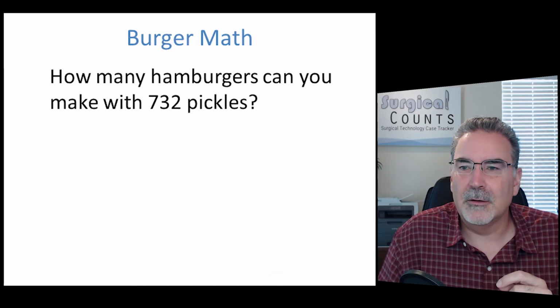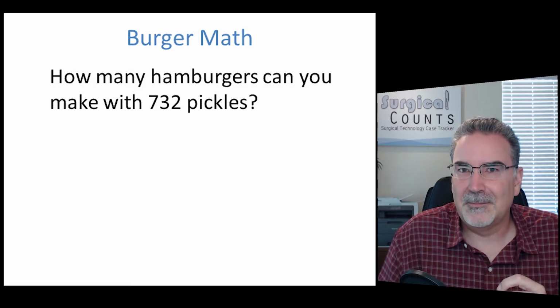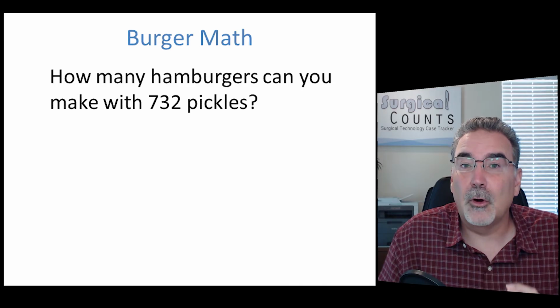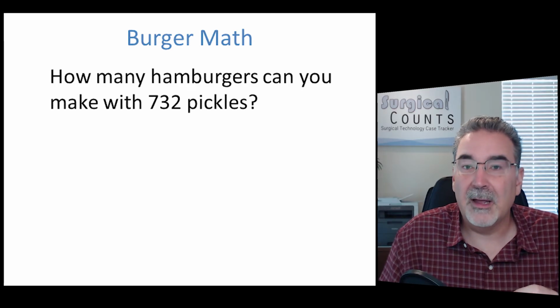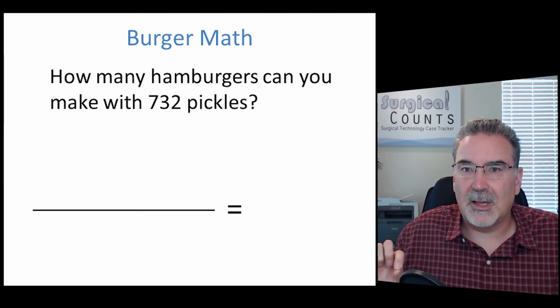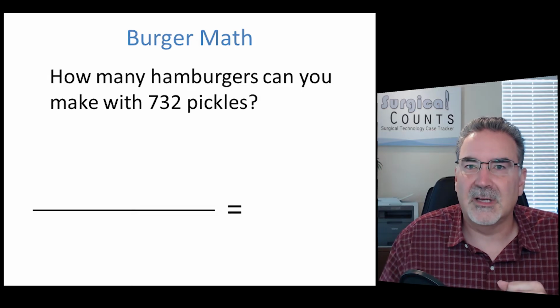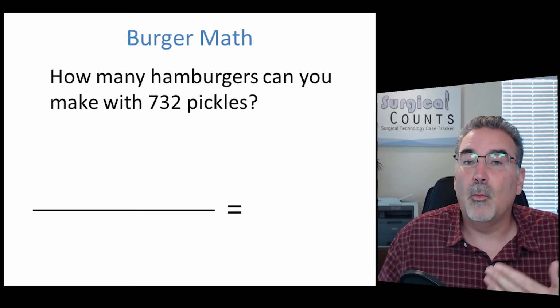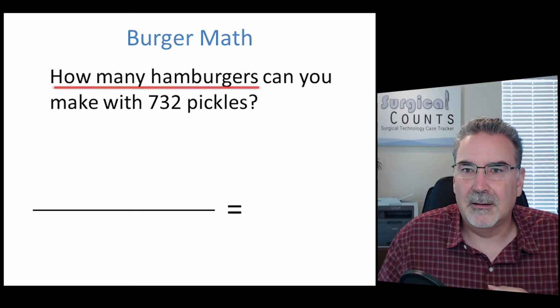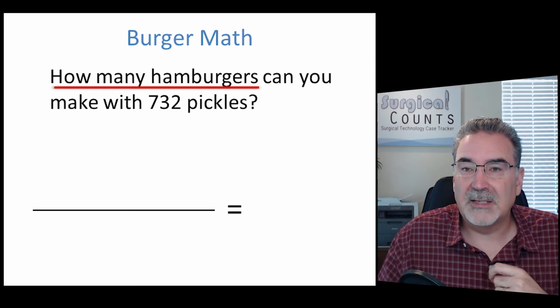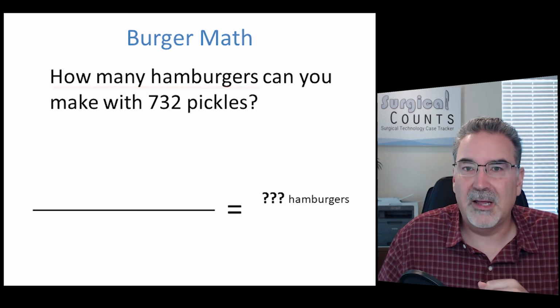How many hamburgers can you make with 732 pickles? Well, again, we're going to approach this exactly the same way. We're going to start by drawing our horizontal line, followed by an equal sign. Now on the right, we're going to put, what is the question asking? Well, the question is asking, how many hamburgers? So on the right side of the equation, we're going to write, how many hamburgers?